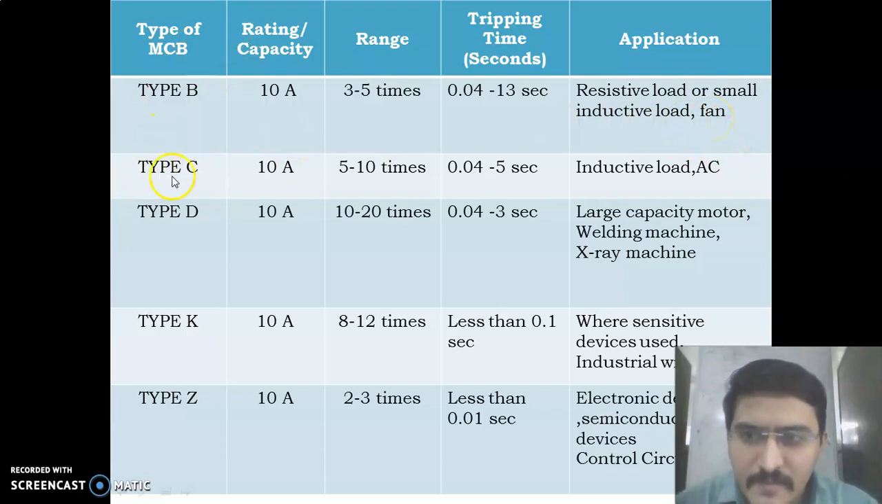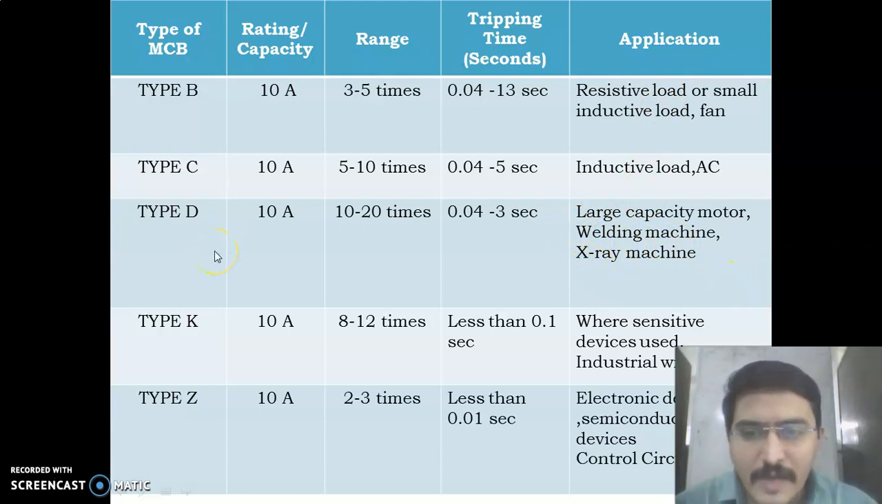Then we have the type C MCBs, having a capacity of 10 ampere, with a range from 5 to 10 times its capacity. The tripping time varies from 0.04 to 5 seconds. The application of type C is for inductive loads and air conditioning units. Then we have the type D MCBs having the same capacity, 10 ampere, ranging from 10 to 20 times their rating, and the operating time is 0.04 seconds to 3 seconds. Type D are used for large capacity motors, welding machines and X-ray machines.